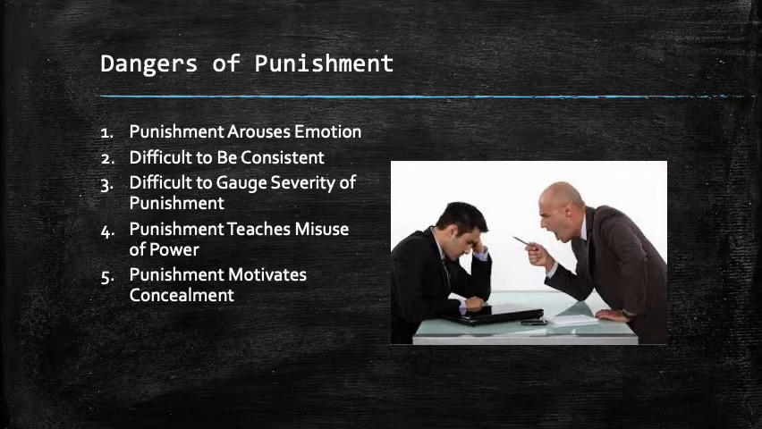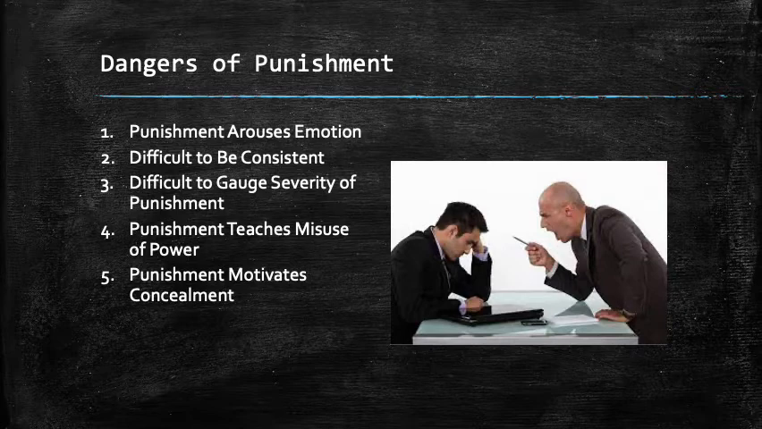Number 1, punishment can arouse emotion. The person being punished could feel pain or humiliation. They could also begin to fear and hate the punisher. On the other hand, the punisher might get a little satisfaction out of the punishment and become more aggressive. Number 2, it is difficult to be consistent with punishment. Number 3, it is hard to know what a punishment should be.